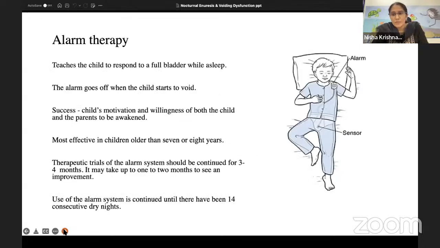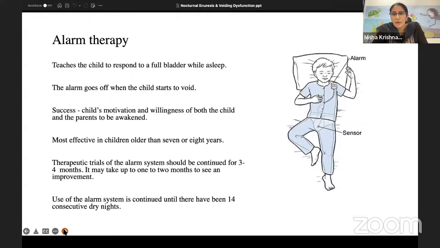So one of the therapies that can be used is the alarm therapy, in which there is a sensor that is attached to the child, and then there is an alarm which helps to awaken the child. It can either be an auditory alarm or it can be a vibration alarm. The point of this is to teach the child that every time he starts to void when he's in deep sleep, the sensor will get activated. It will wake the child up. But this method is successful only if the child fully wakes up from sleep.